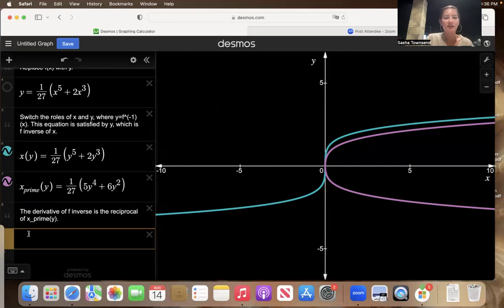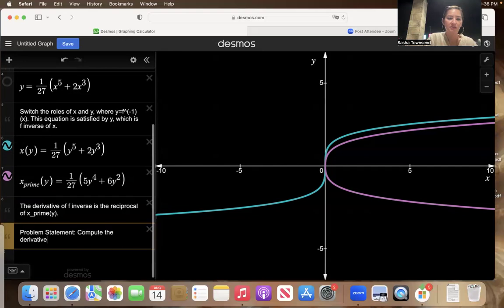So now let's go back to that original question. The original question said, let's see, this is our problem statement. I'm going to type it in. Given f of x equals this function, compute the derivative of f inverse at x equals negative 11.